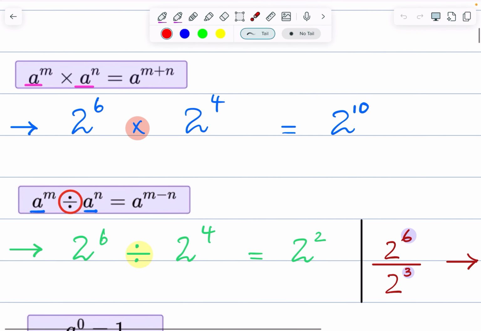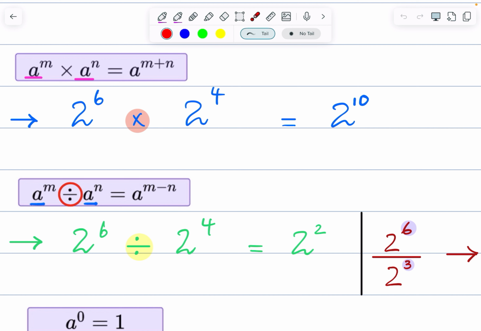Okay, the next law is pretty similar. Once again both applicable for alphabets and numbers. Whenever you have a divide sign in between and you have same bases, it could be a number, it could be an alphabet, you subtract the powers.